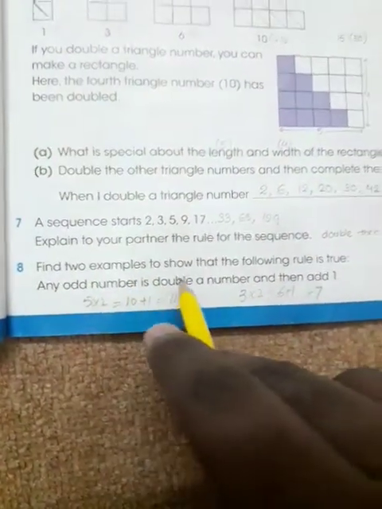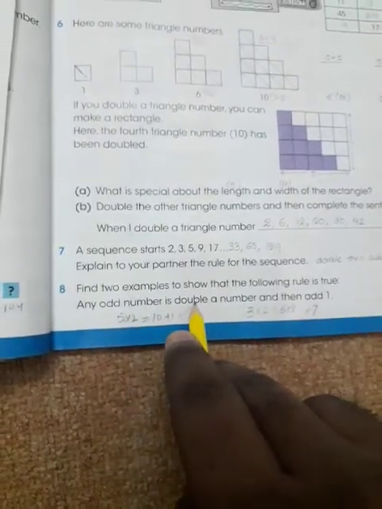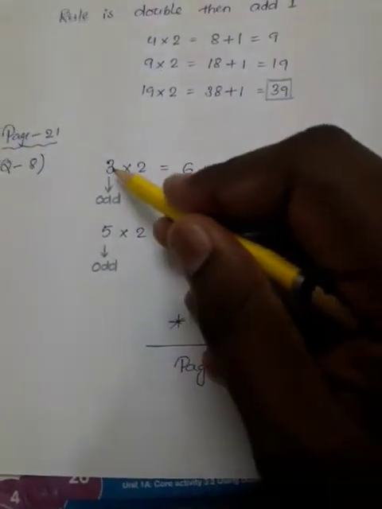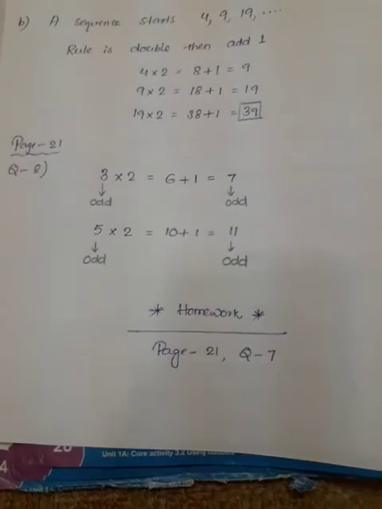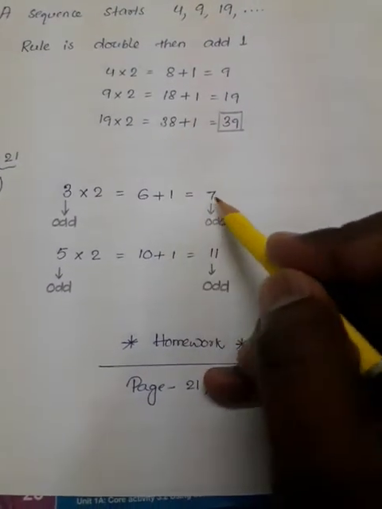Okay. Now the last question, find two examples to show that the following rule is true. Any odd number is double a number, then add 1 is an odd number only. Look at here, like suppose 3 is the odd number, you know that. 1, 3, 5, 7, 9, 11 like this way. So 3, when I double, 6. When I add 1, what happens? 7. 7 is odd number or not?